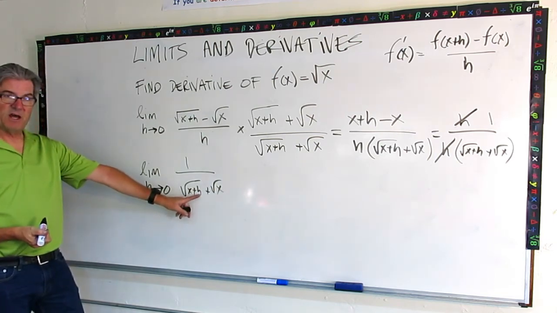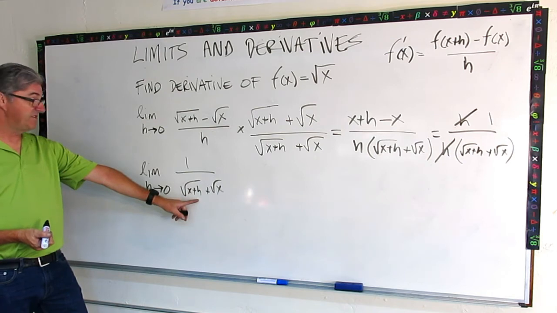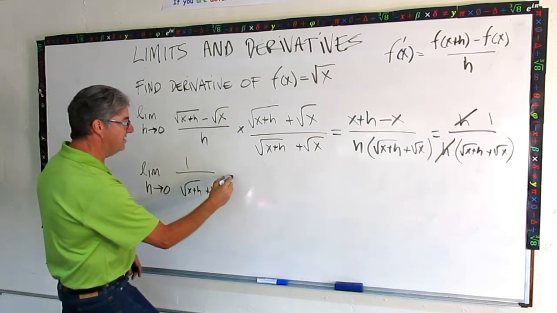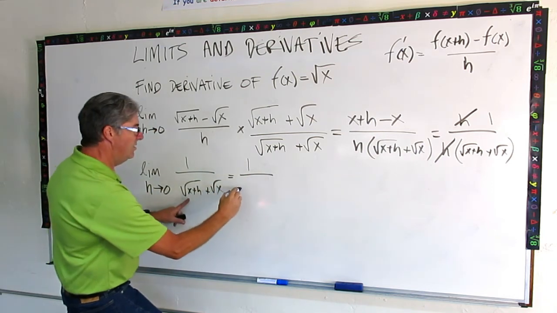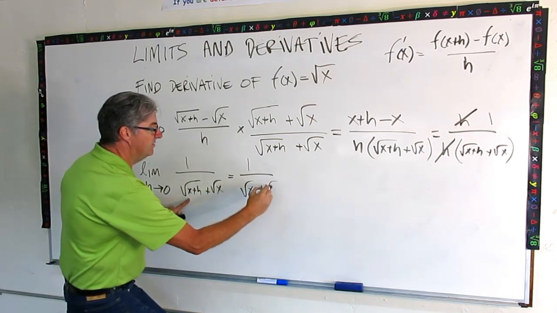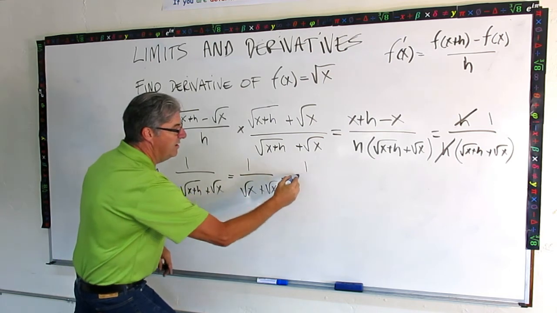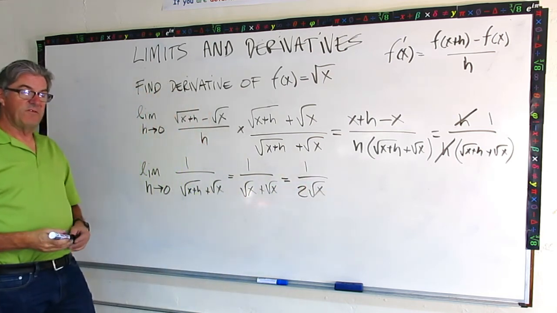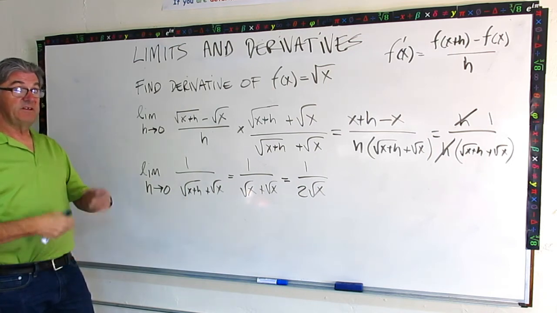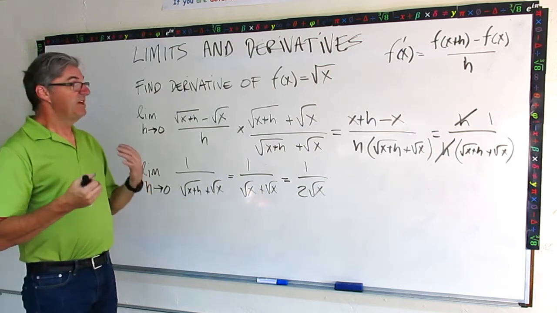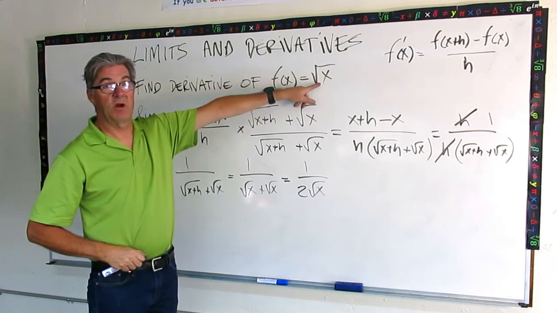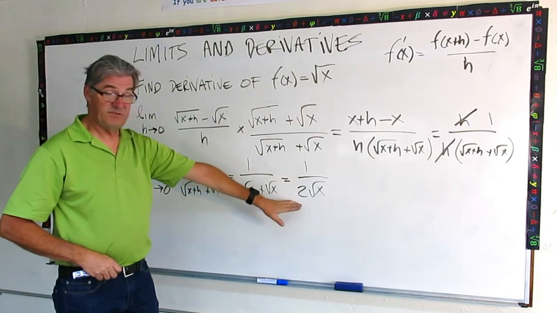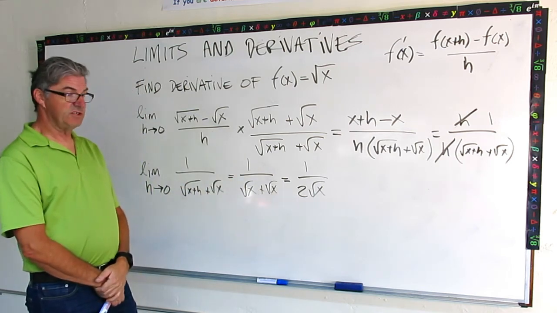Now we can take this limit. Yeah, the h is on the bottom, but it's not going to create a divide by 0 problem. So all we do is we just run h to 0, and this is going to be 1 over root x plus root x, which is 1 over 2 root x. That's our derivative formula. So if you want to find the slope of a tangent line to any point on this function, square root of x, you just plug in your x coordinate into this function and you solve it, and that would give you the slope of your tangent line.